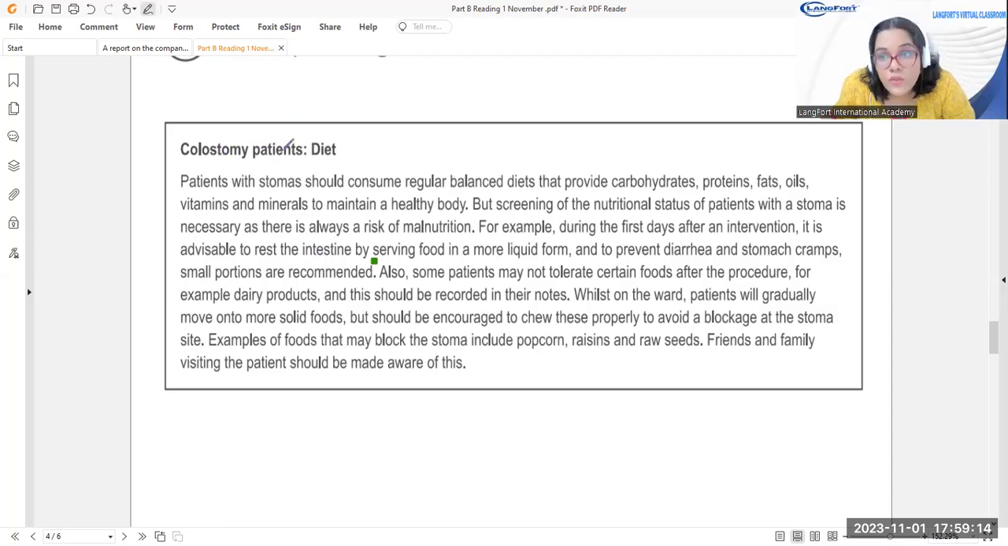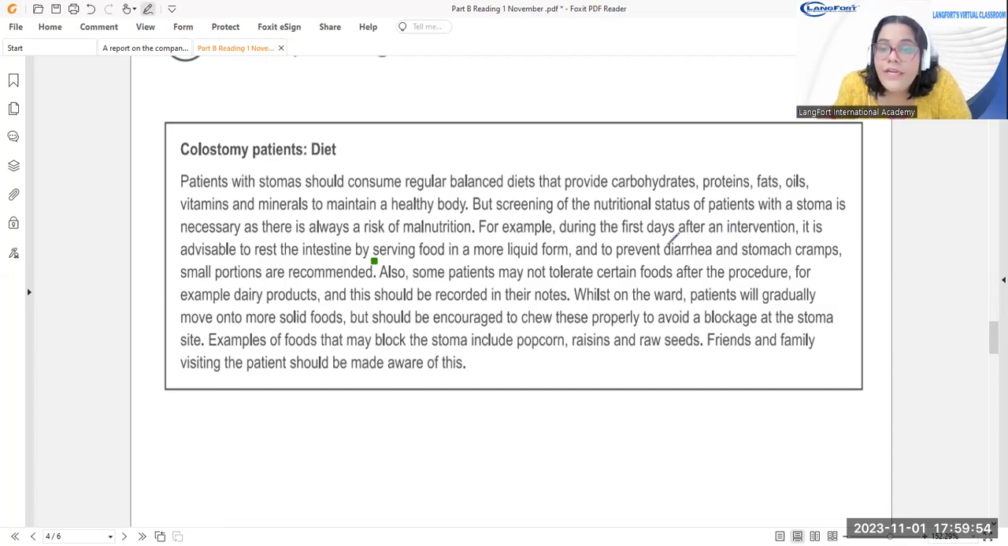Okay, so this is about colostomy patients and their diet. Patients with stomas should consume a regular balanced diet that provides carbohydrates, proteins, fats, oils, vitamins, and minerals to maintain a healthy body. So patients who have a stoma need to follow a balanced diet which includes carbohydrates, proteins, minerals, vitamins, and everything that will ensure a healthy body. However, screening of the nutritional status of patients with a stoma is necessary, as there is always a risk of malnutrition. So patients should follow a balanced diet. However, we need to carry out screening to check the nutritional status of patients, because there is a risk of malnutrition.